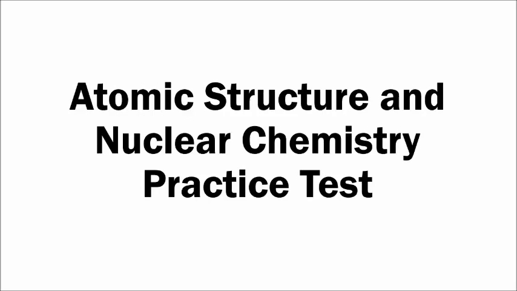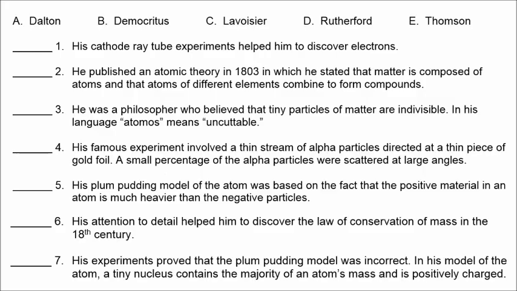These are the answers to the practice test on atomic structure and nuclear chemistry. So for these first 7 questions, you just simply have to remember the important information about Dalton, Democritus, Lavoisier, Rutherford, and Thomson. Number 1, his cathode ray tube experiments helped him to discover electrons.